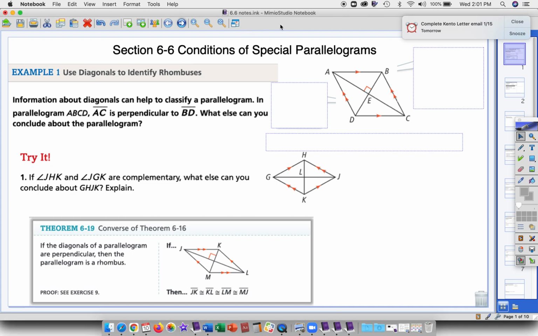Hello, geometry students, and welcome to lesson 6.6. We're going to look at the conditions of special parallelograms.